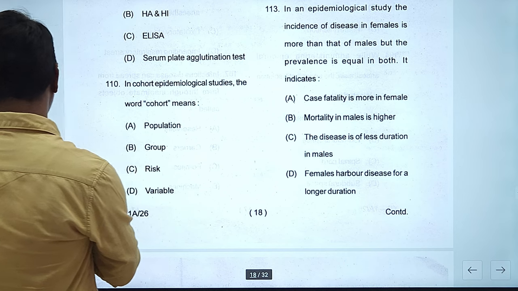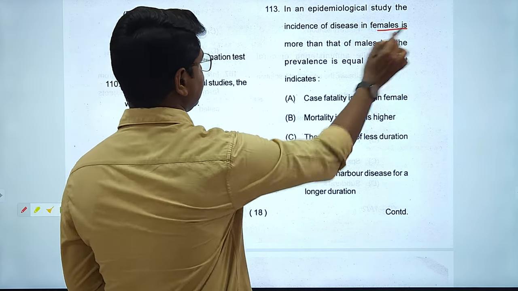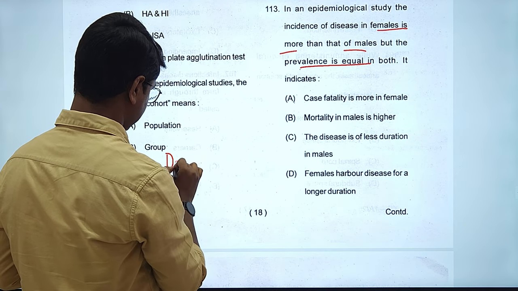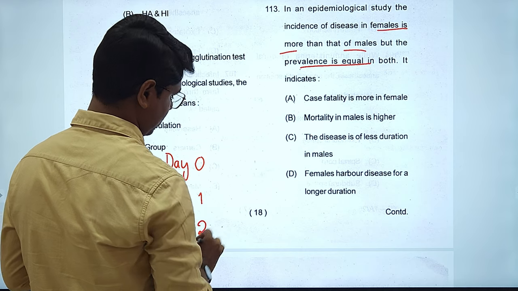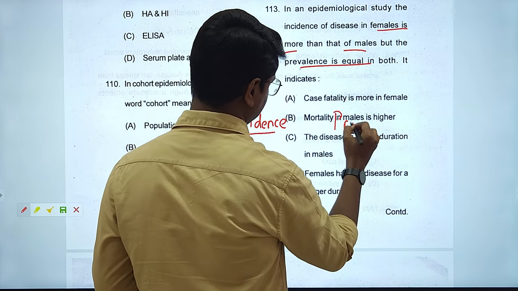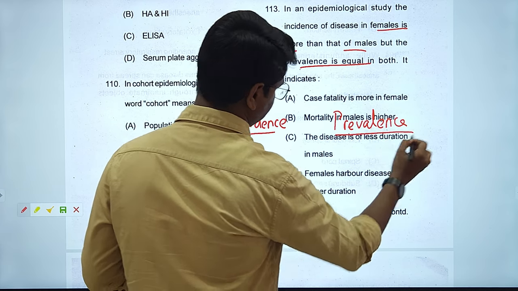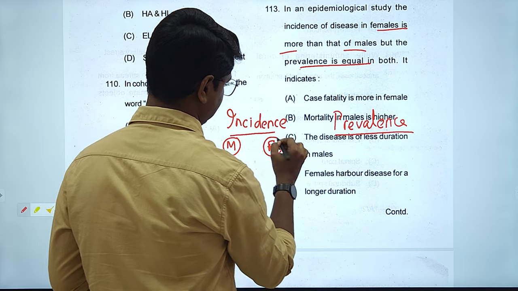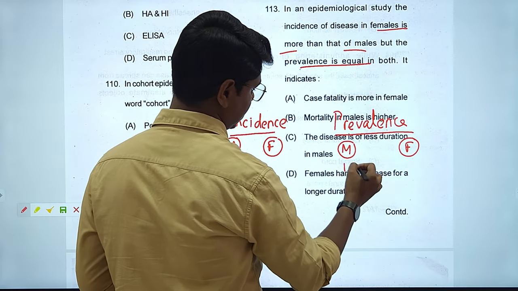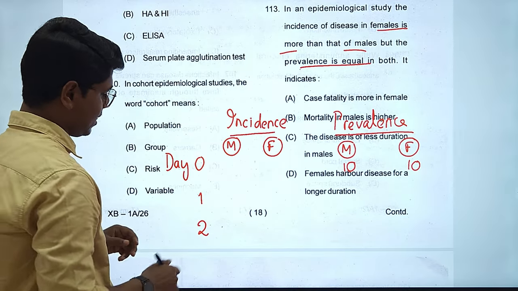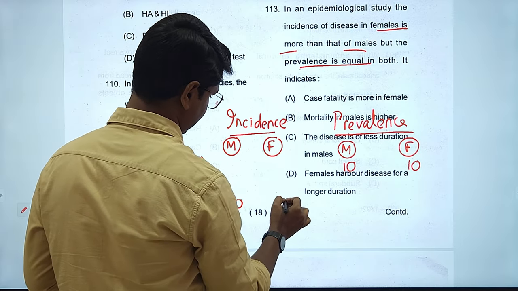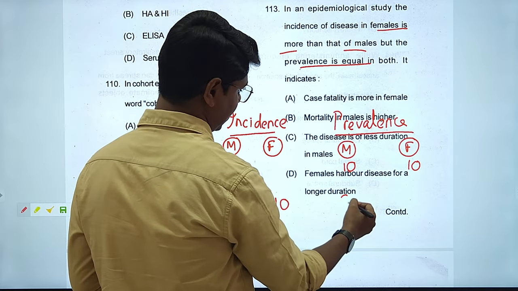In an epidemiological study, the incidence of the disease in females is more than that of males, but the prevalence is equal in both. Understand this one. Suppose this is day 0, day 1 and day 2. Incidence means new cases, prevalence means existing cases. Suppose on day 0, the prevalence in male is 10 and in female is also 10. On day 1, there will be some new cases. Suppose male has 10 and female has 10, so the prevalence on day 1 should be 20 and 20.